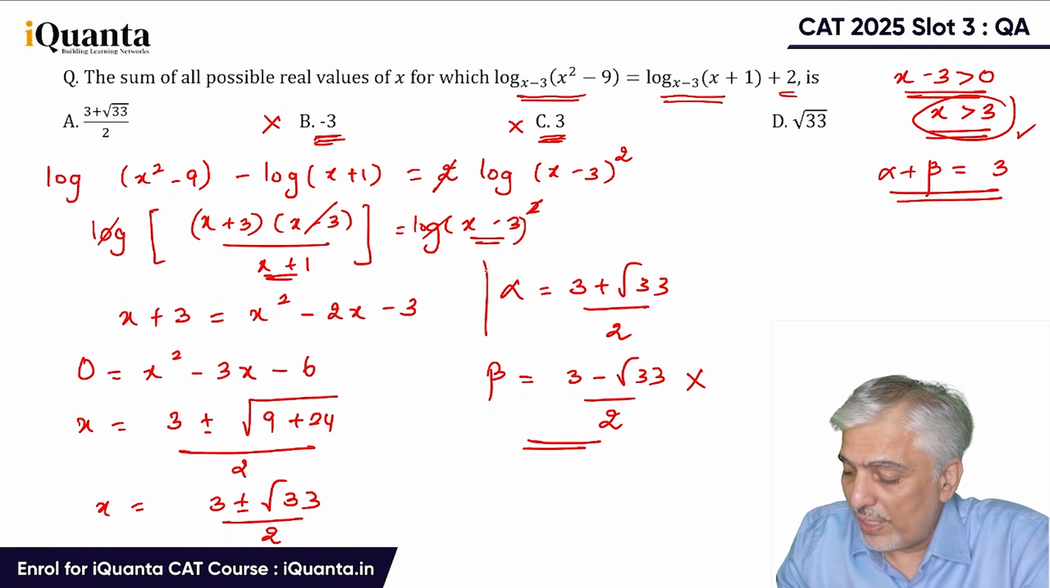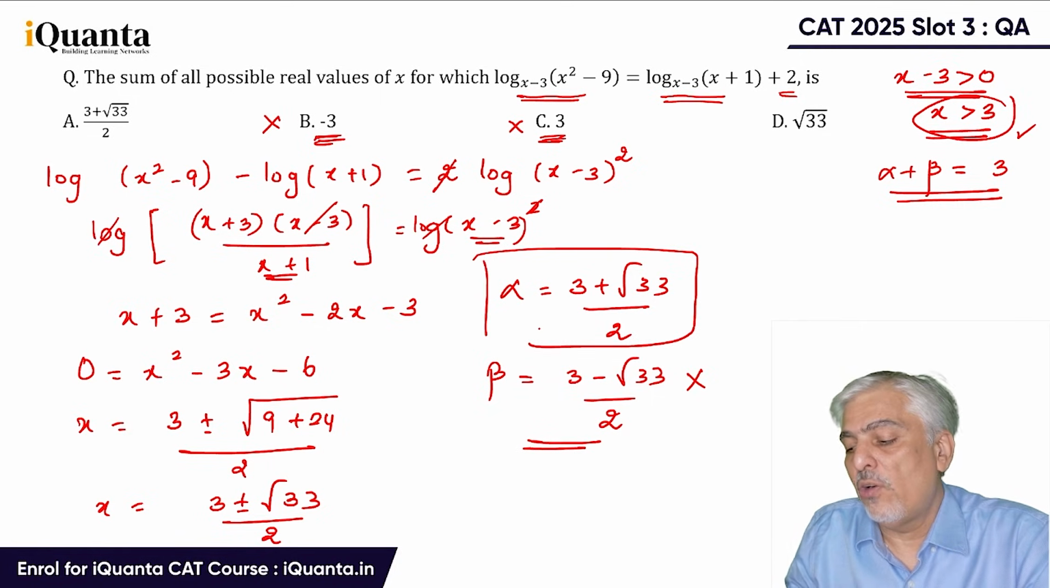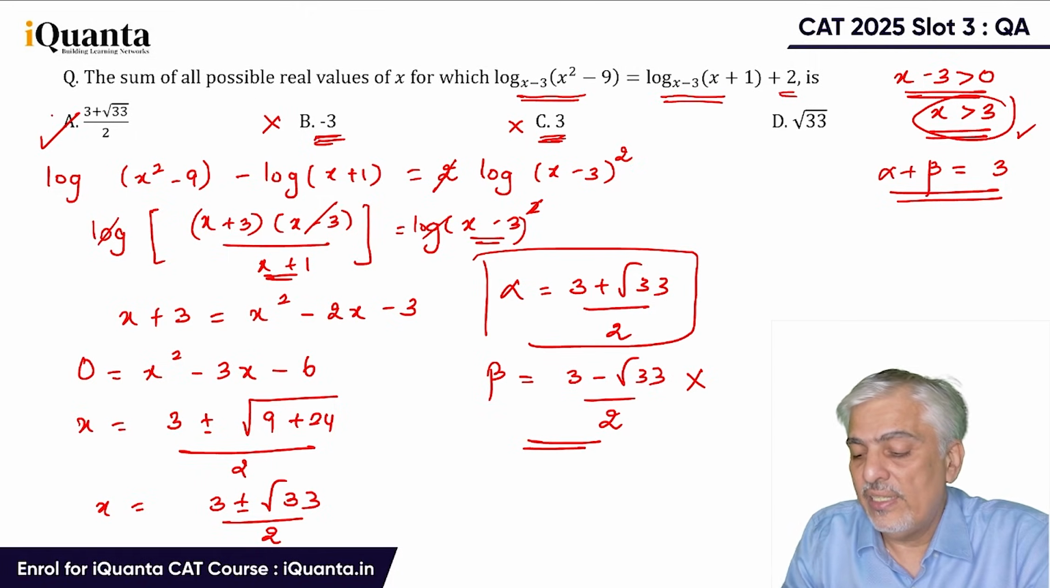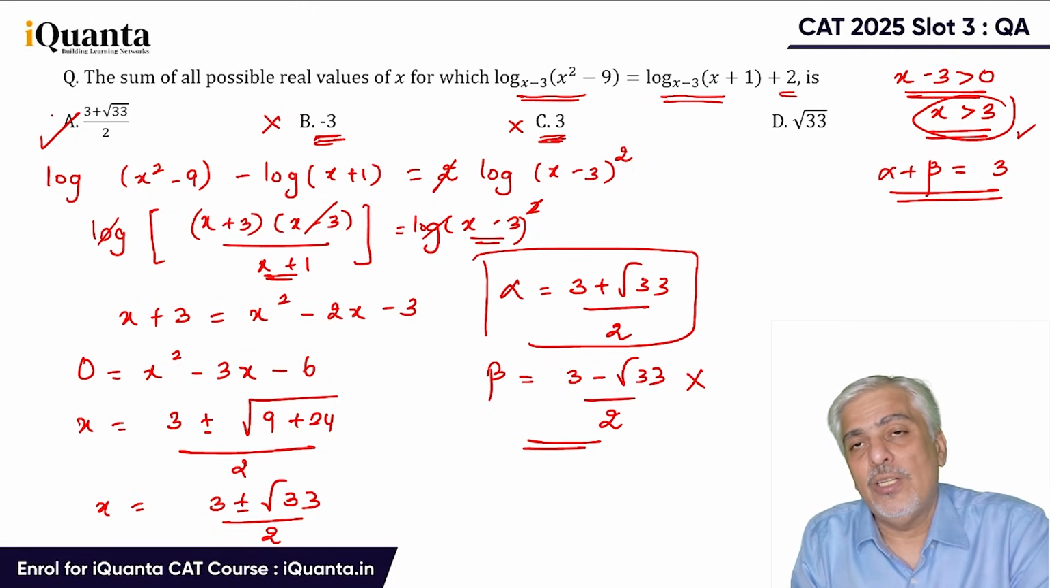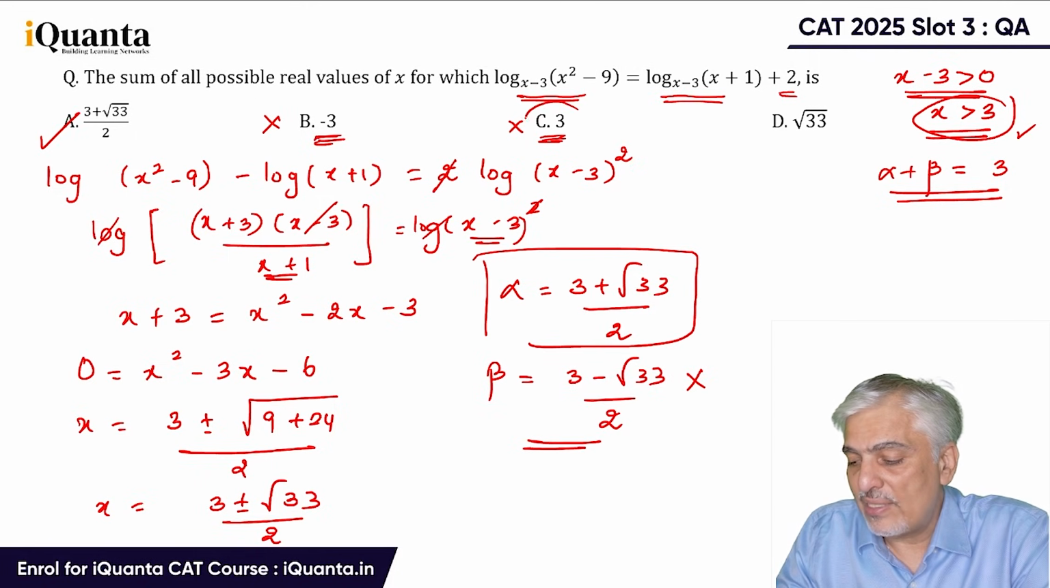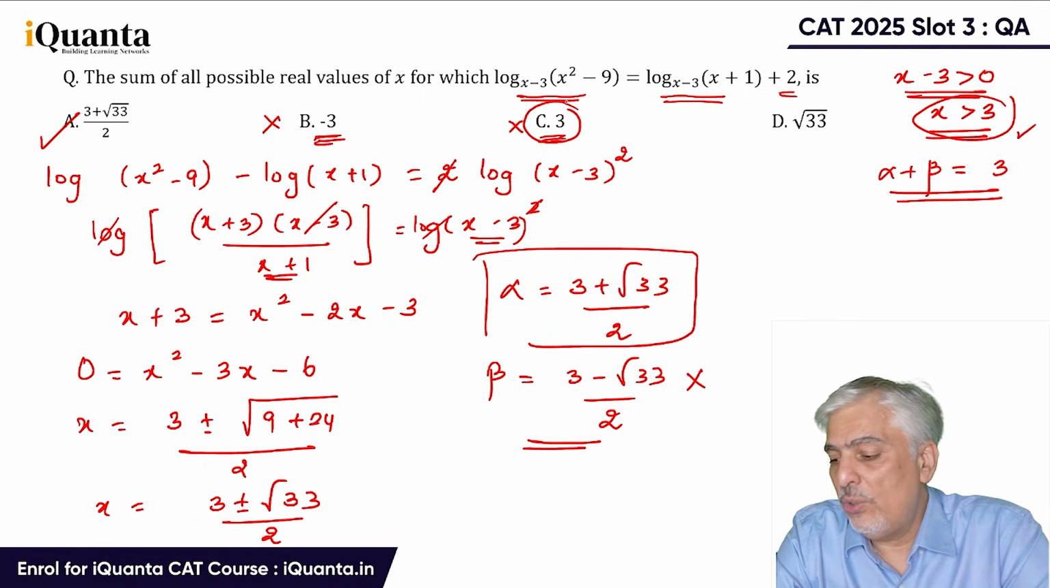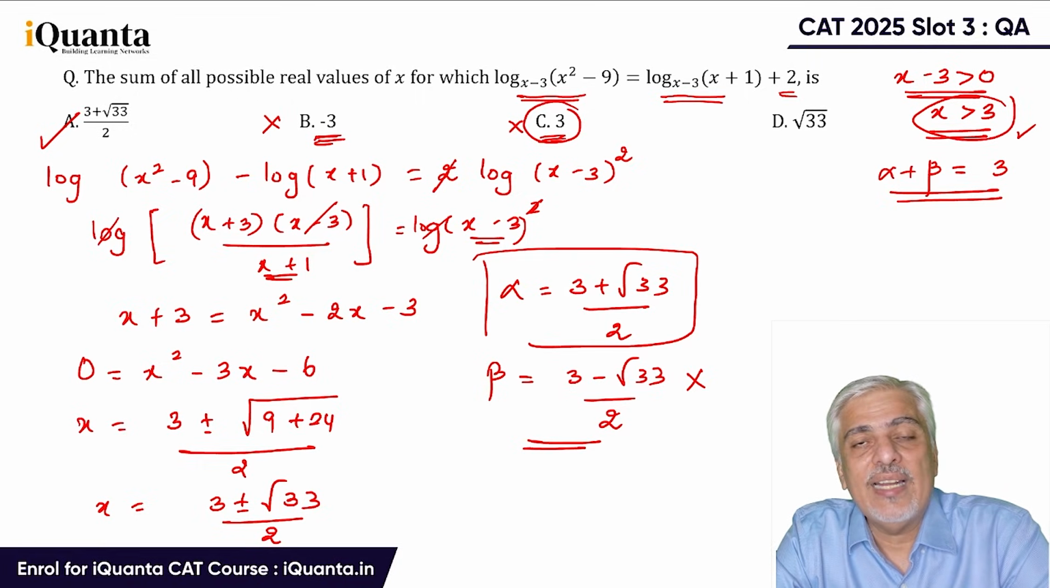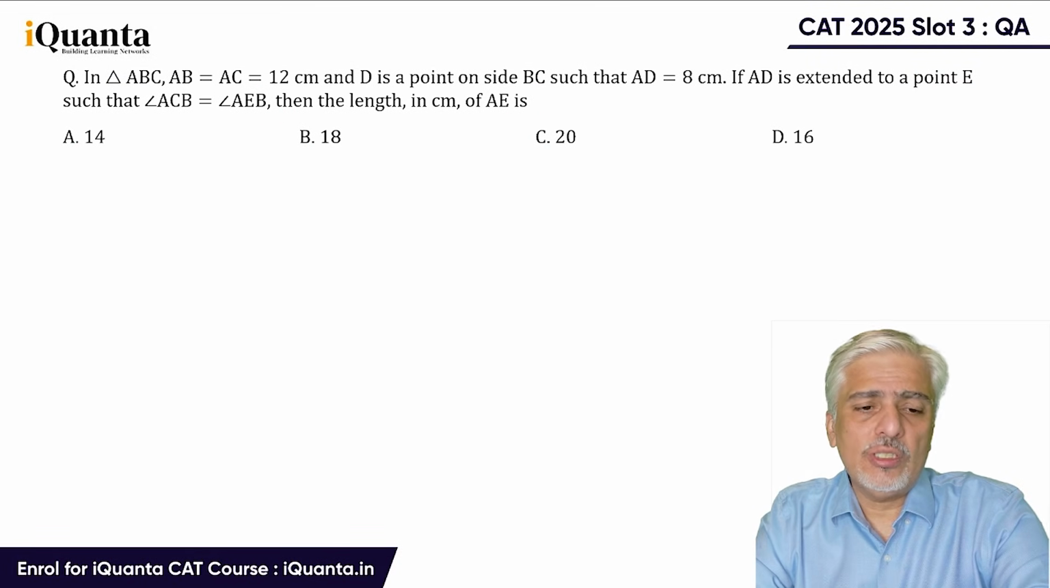So there's only one value for x. So the sum of all the real values will also be that one value only. Answer will be option A. A lot of people, as I said, maybe have marked C. Think, and let me know in the chat whether you have marked C and that is the error which you made. Hi, let's have a look at the next question.